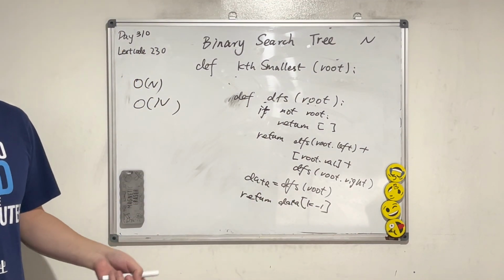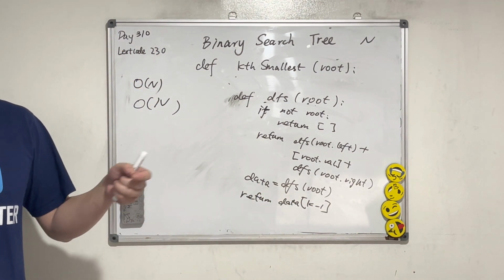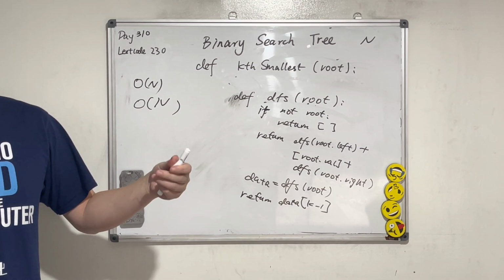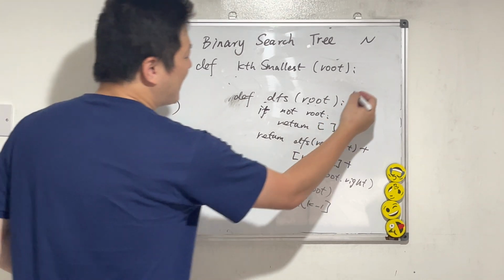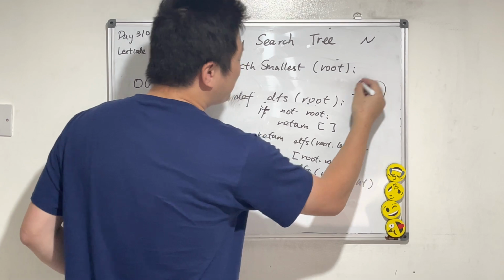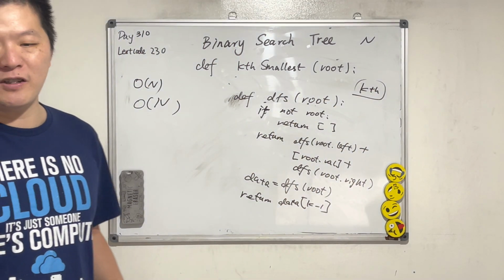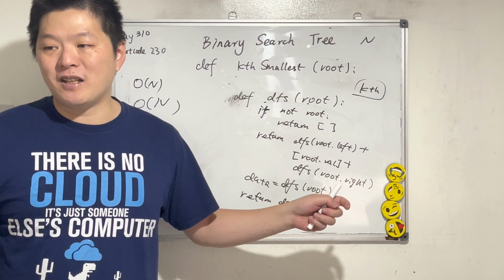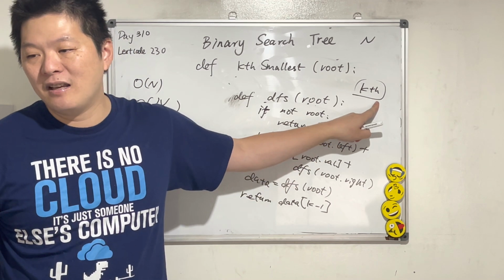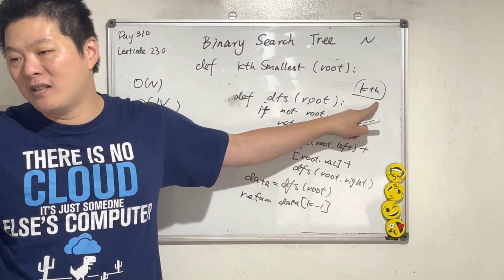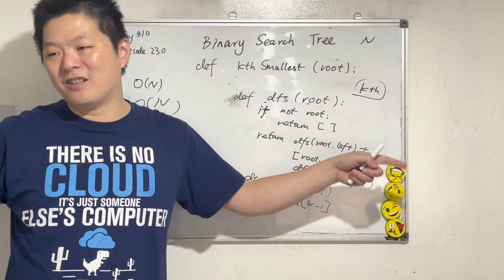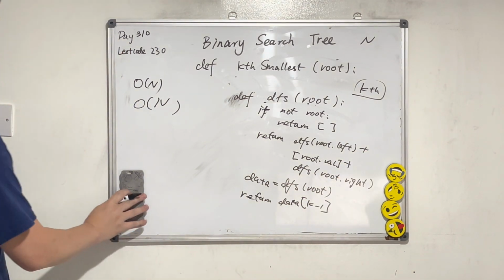So do we actually need to visit all the nodes? Look, because we are interested in the kth smallest. If we iteratively traverse the tree in order, and after we reach the kth, do we have to care about the rest? No, right? So what does it mean?